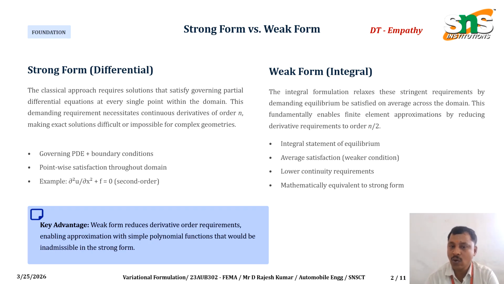The key advantage. Why does this matter? Because it enables us to use simple polynomial functions for approximation. We can use linear functions, quadratic functions, simple piecewise polynomials. This is the fundamental reason the finite element method works. Both forms are mathematically equivalent. They give the same answer, but the weak form is infinitely more practical for computation. This transformation from strong to weak form is the major step in the finite element method.